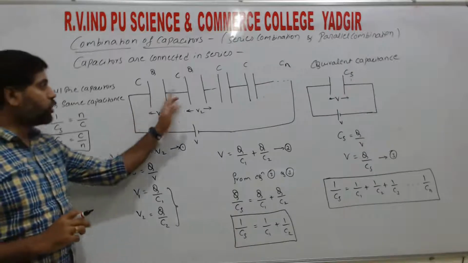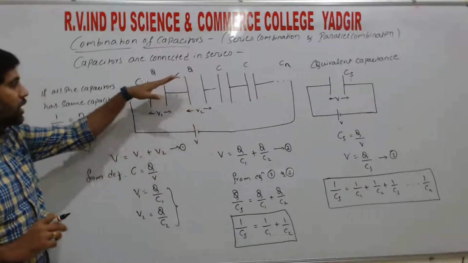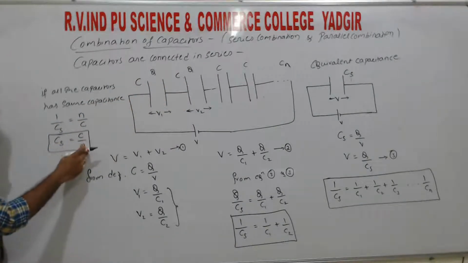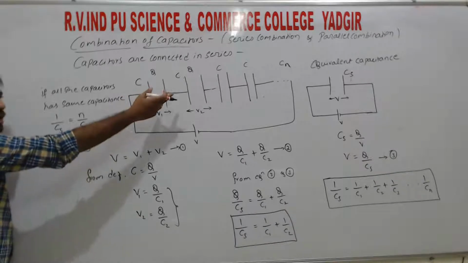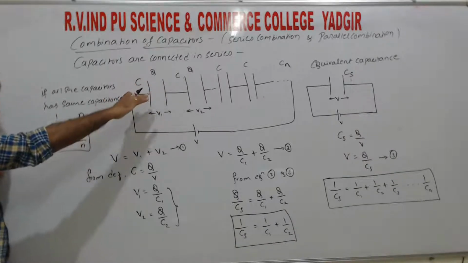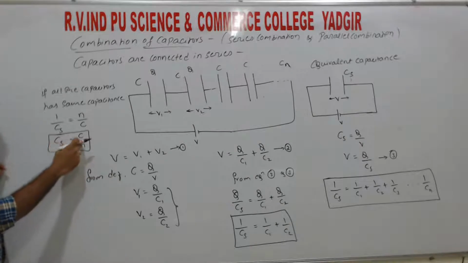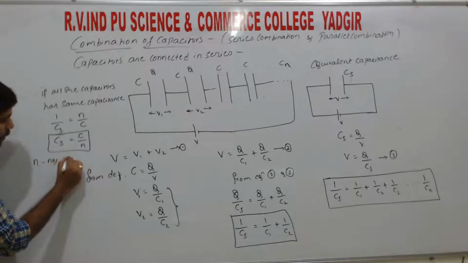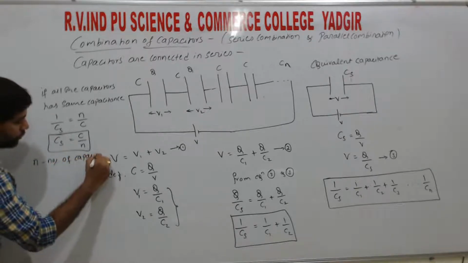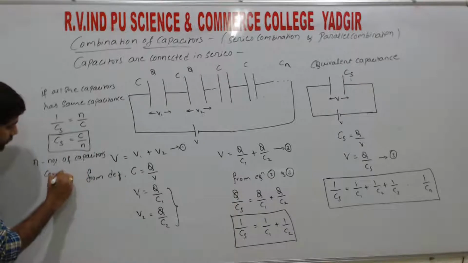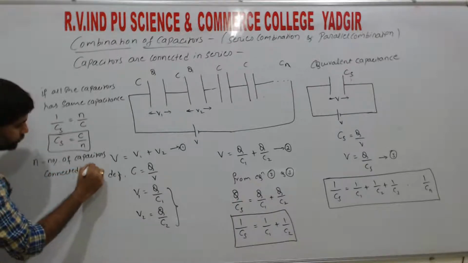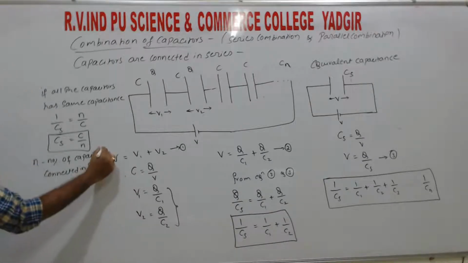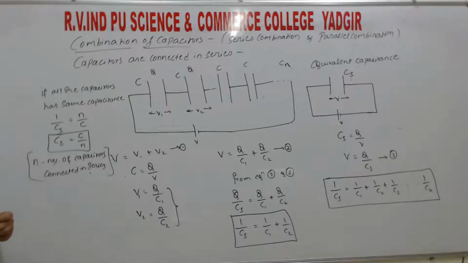If two capacitors connected in series have the same capacitance C, we can directly relate Cs is equal to C divided by 2. If we have four capacitors of the same capacitance, Cs is equal to C divided by 4, where n is the number of capacitors connected in series.